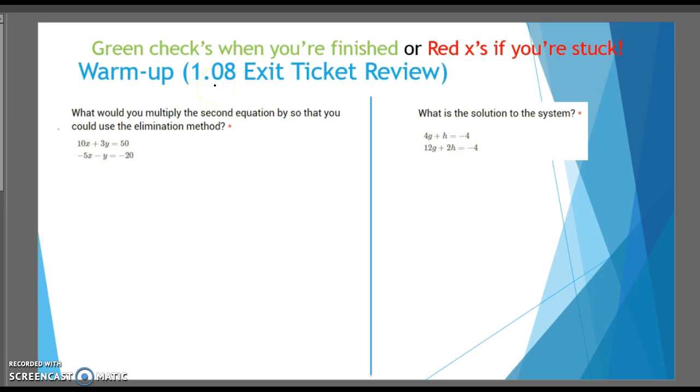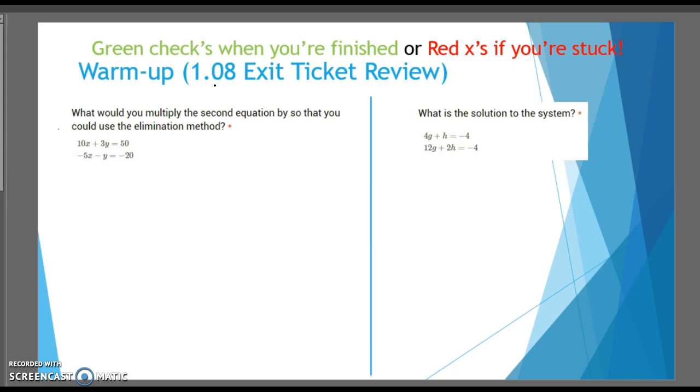I'm going to go ahead and walk you through these questions so that you are able to answer them on your own. This question says, what would you multiply the second equation by so that you could use the elimination method? I have one equation that says 10x plus 3y equals 50 and negative 5x minus y equals negative 20. My goal here is to make opposites for my coefficients. So here I have 10 and negative 5 and 3 and negative 1.